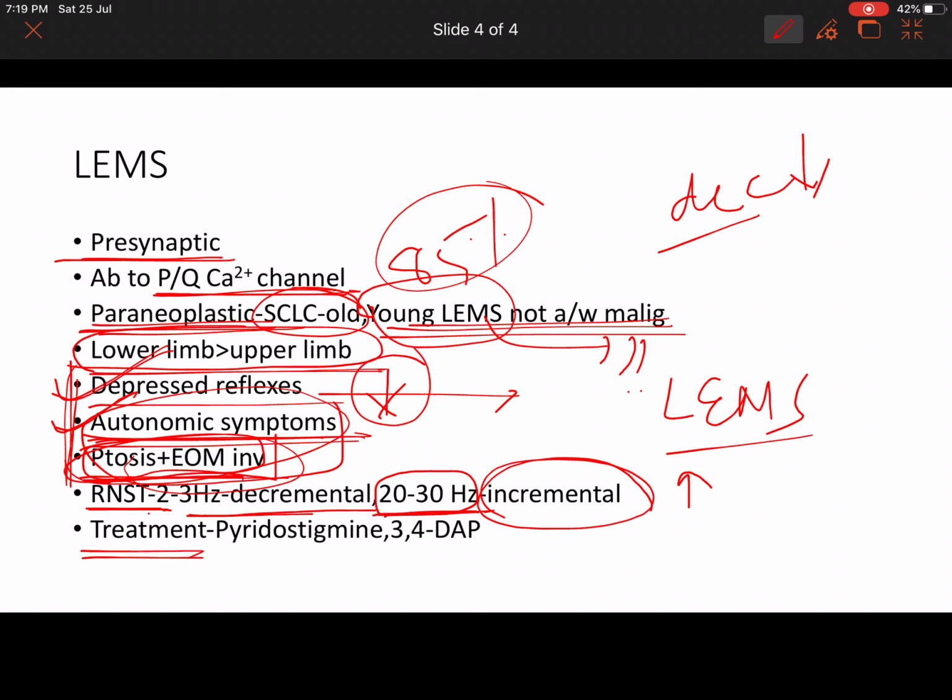And treatment is pyridostigmine and 3,4-DAP, obviously, because even if it is not depolarizing, if you block the enzyme which is degrading it, there will be more acetylcholine in the synaptic cleft, therefore more muscle power, muscle activity. So that's how you treat these patients, pyridostigmine and 3,4-DAP, obviously, because it will prevent the efflux of the potassium and will lead to depolarization of the presynaptic nerve terminal.